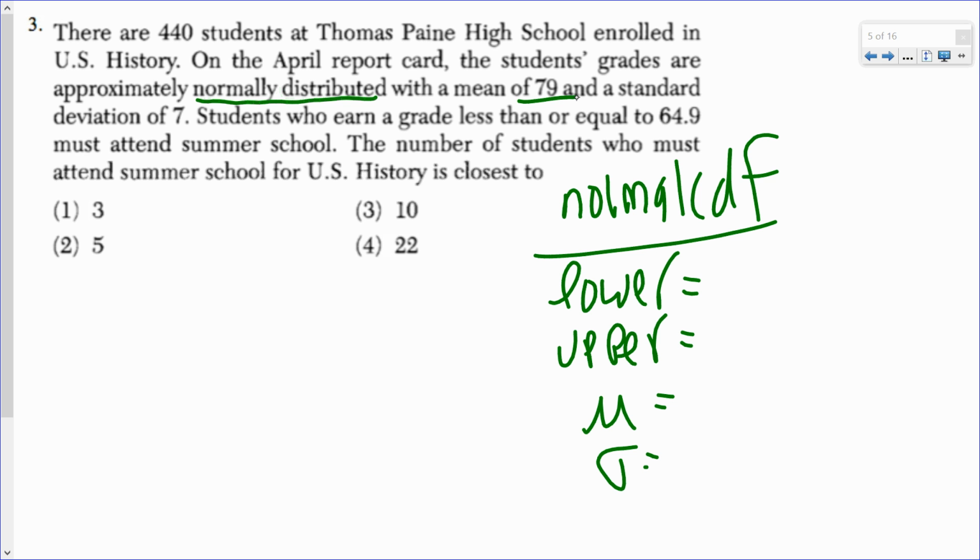With a mean of 79 and a standard deviation of 7. Students who earn a grade of less than or equal to 64.9 must attend summer school. So I need to know what my lower and my upper is from that. If it's less than or equal to 64.9, that means the highest, the upper, must be 64.9. What's the lowest? Well, 0.